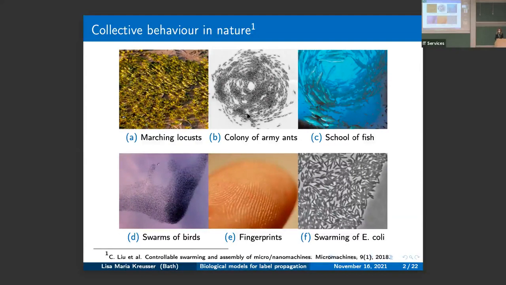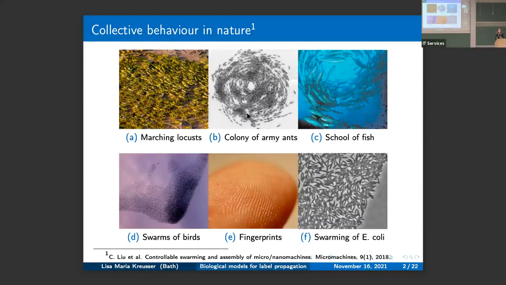Examples of those types of models can be used for looking at very large numbers of animals which are interacting with each other in some way, like very large numbers of ants or schools of fish or swarms of birds or bacteria. These are all examples of animals which form some kind of collective behavior, or more specifically, we're interested in understanding the interactions between these very large numbers of animals.